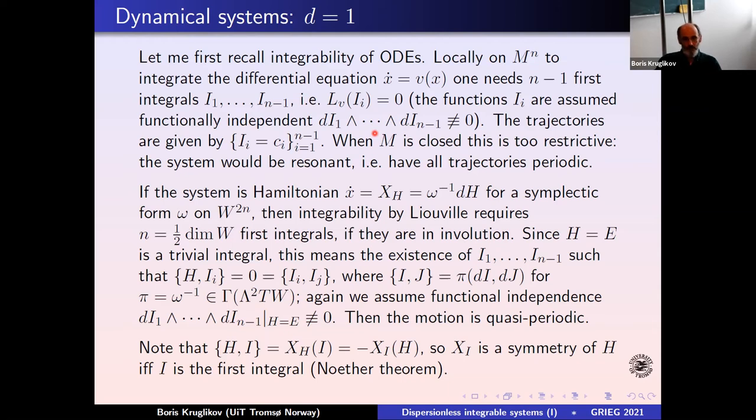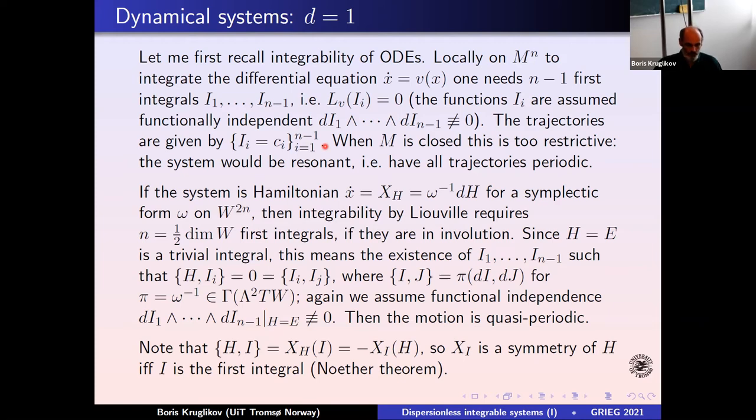Now, if M is closed, for example, or we have a proper action, then this is way too restrictive. Just imagine what you did here: you fix all the integrals, so you get a one-dimensional closed manifold. Therefore, all trajectories are periodic. That's the so-called resonance situation. Usually systems are more complicated, which means that this definition of integrability is actually not very good.